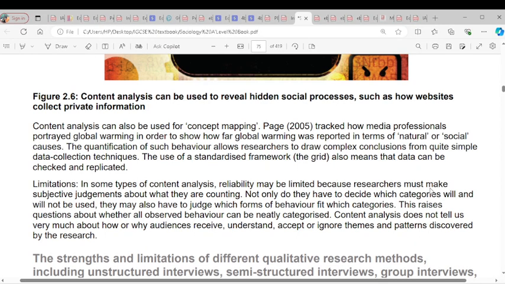So content analysis is standardized because it has to follow through the same trend. You don't change it. Then what are the problems about content analysis? One, in some types of content analysis, reliability may be limited because researchers must make subjective judgments about what they are counting. So one of the problems about content analysis is the subjective idea about the researcher.